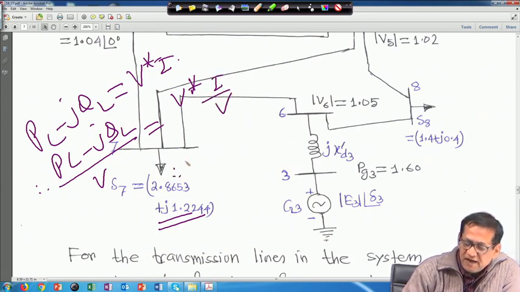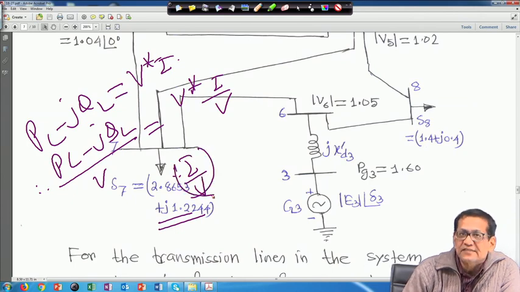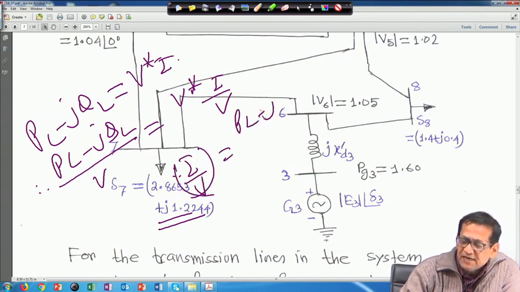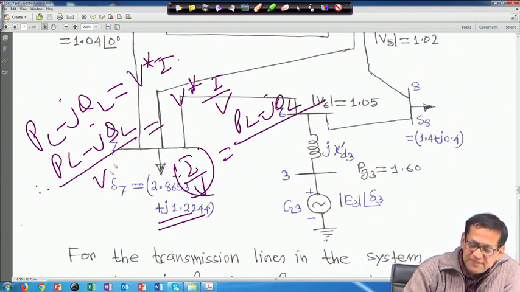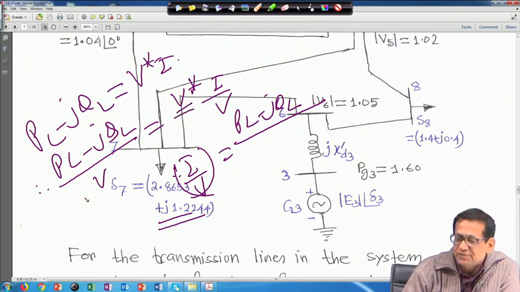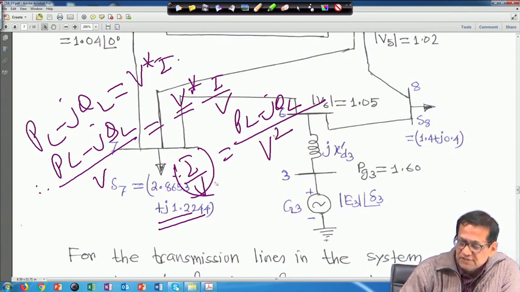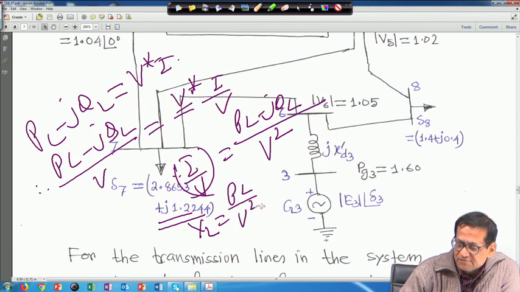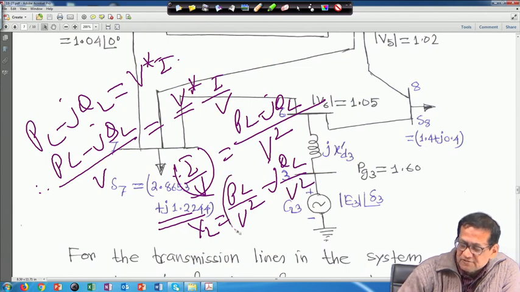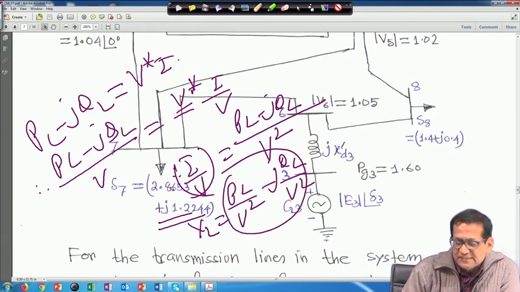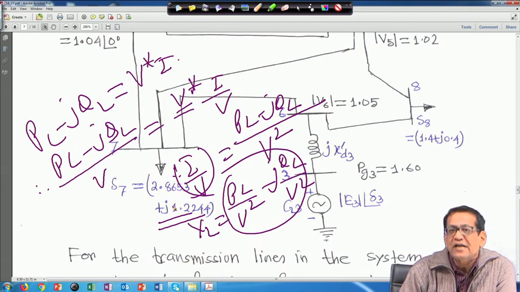That means I by V, which is my admittance, is equal to PL minus jQL divided by V conjugate into V. V into V conjugate is basically the voltage magnitude squared. So for a load, YL is equal to PL by V square minus jQL upon V square. This way we transform the load into a load admittance.